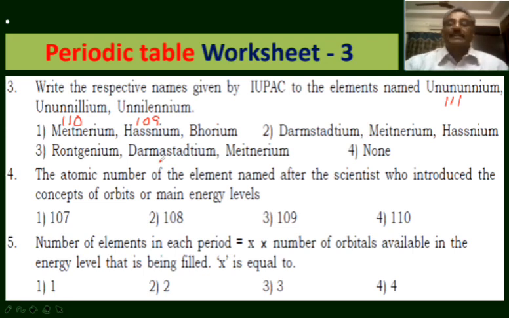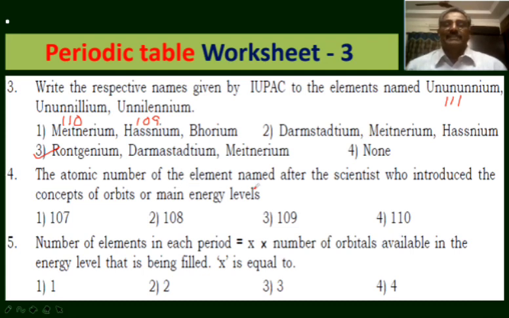The element with atomic number 111 is rhodium, and the element with atomic number 110 is Darmstadtium, and the element with atomic number 109 is meitnerium. Here the correct option is the third option. Rhodium, Darmstadtium and meitnerium.